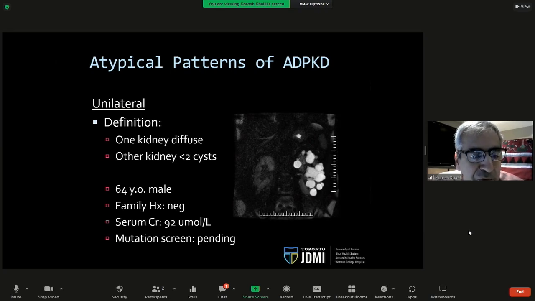One of the atypical patterns is that the disease only affects one kidney. So this is the unilateral form where you can see one kidney looks totally normal, the other kidney is enlarged with multiple cysts. But even despite this, in this patient, there's some parenchyma still left as well. So this is a 64-year-old patient, and they have a normal renal function, but unilateral involvement of their kidney.